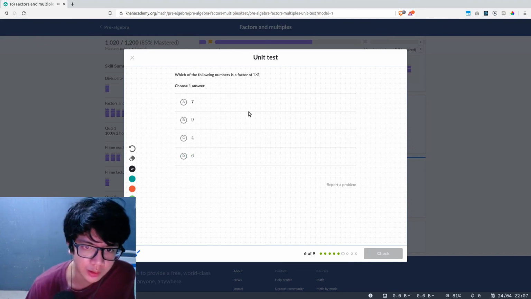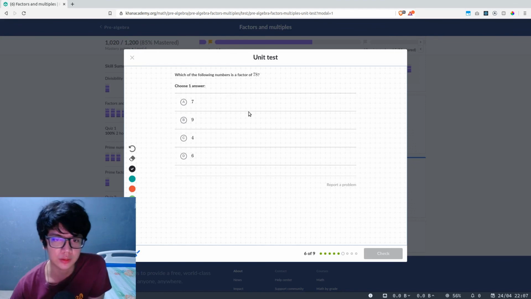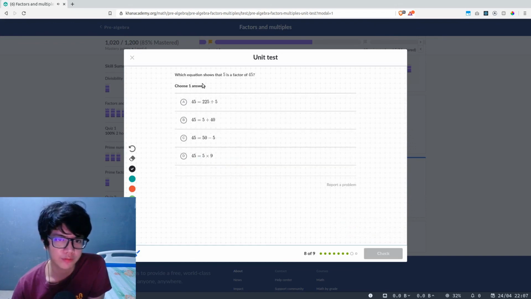Which one of the following numbers is a factor of 78? Oh. Could be 6. It's divisible by 2, and by 3. 15, yeah. 6. Choose one answer. Divisible by 2. No. 5 is a factor of 45. It's going to be 45. 5 times 9 is 45.